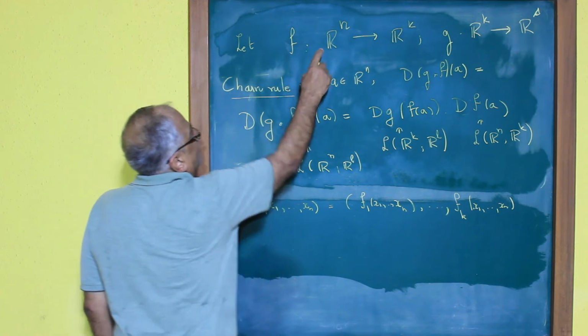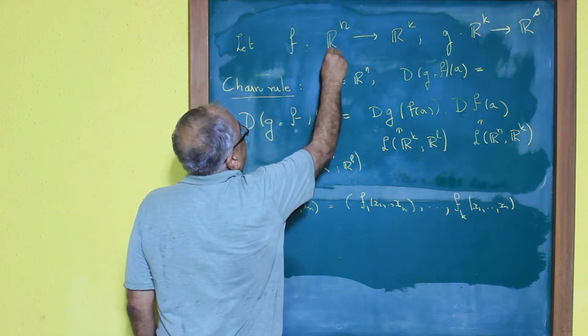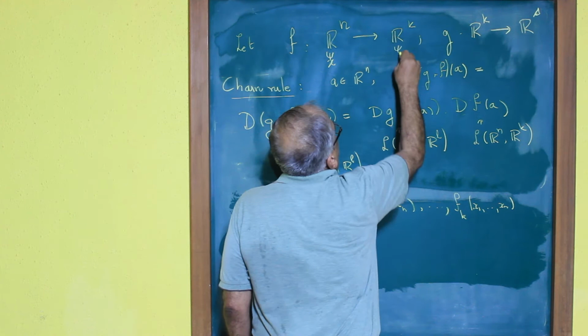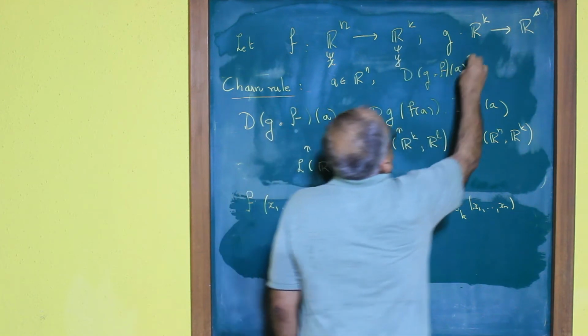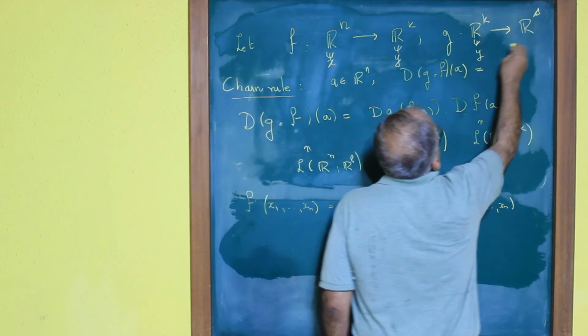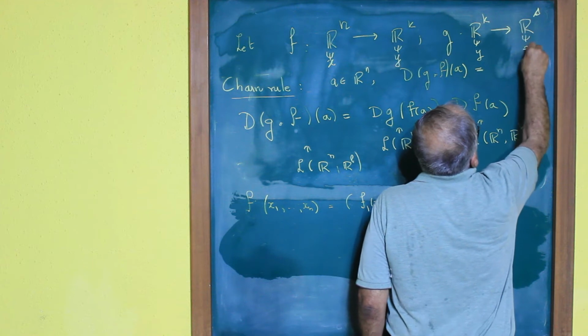So the variable in this Rn, I'm calling it x. The variable in this Rk, I want to call y. So the variable here is y, and the variable here I will call z.